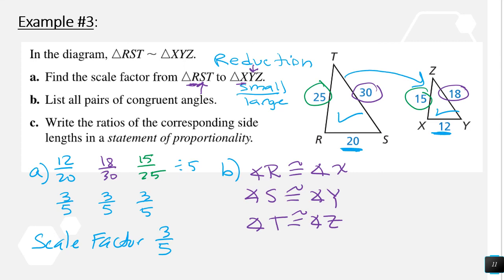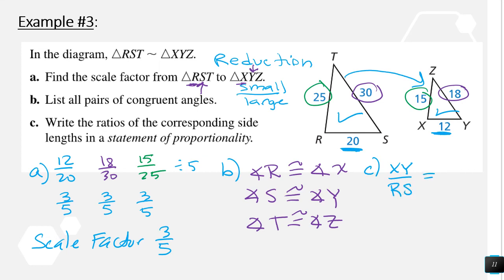All right. And last but not least, they want a statement of proportionality. So a statement of proportionality says that we are going to write the ratios of the congruent or the proportional sides. Since this is a reduction, we're going to start with the figure on the right, and we're going to have side XY, and it corresponds to side RS.